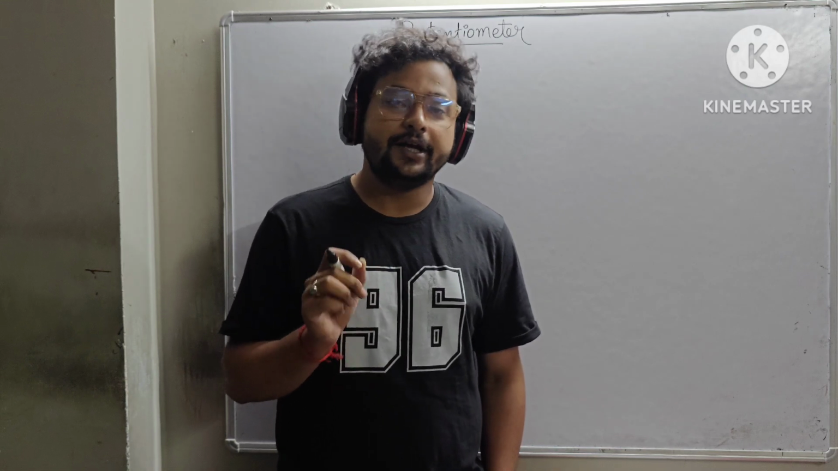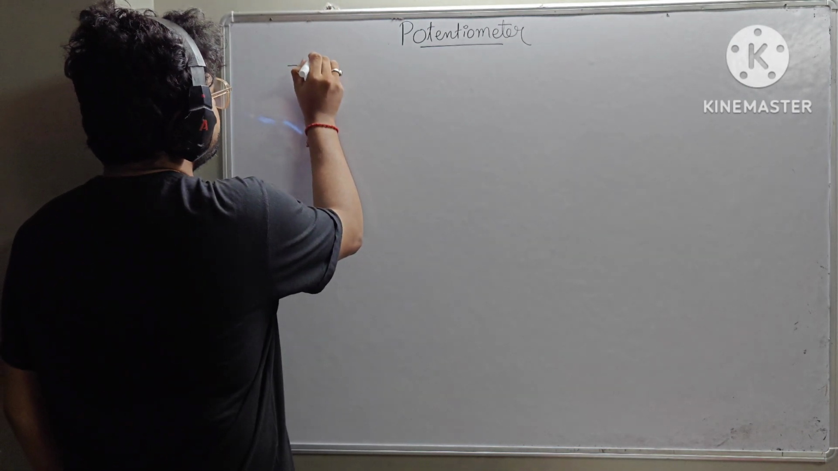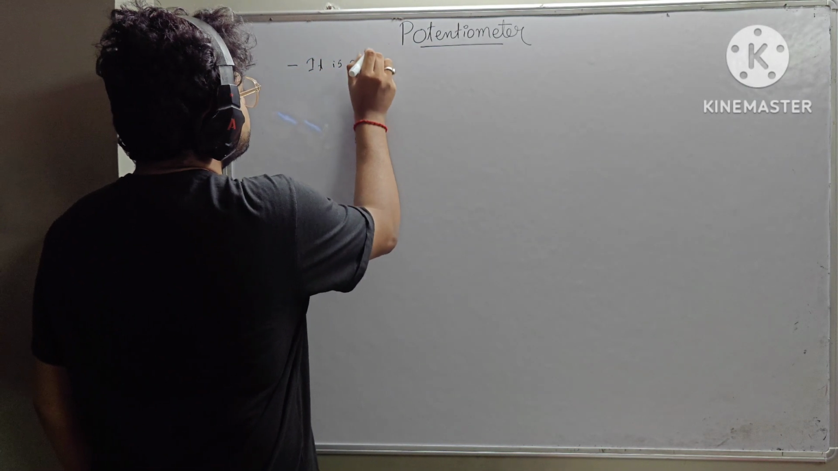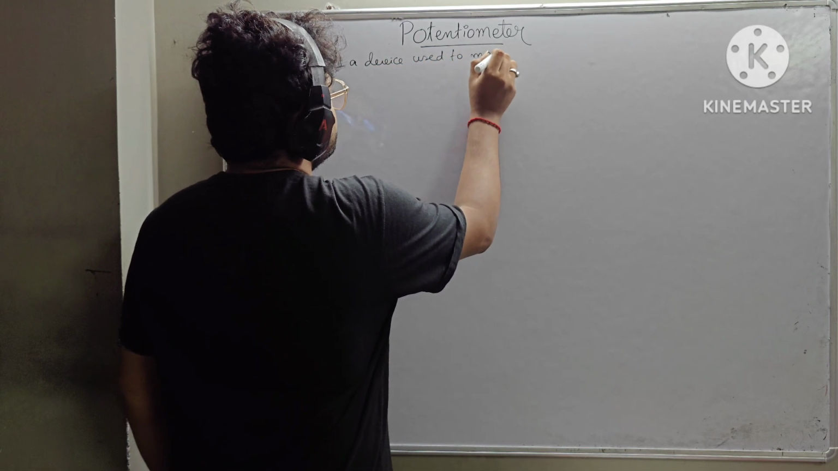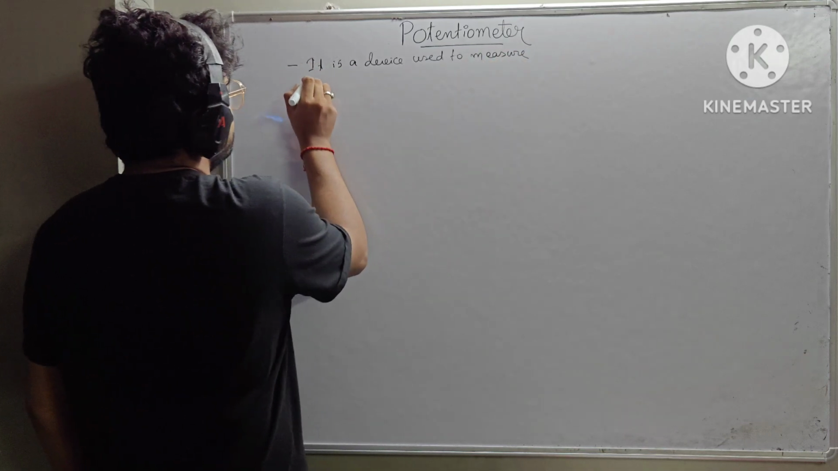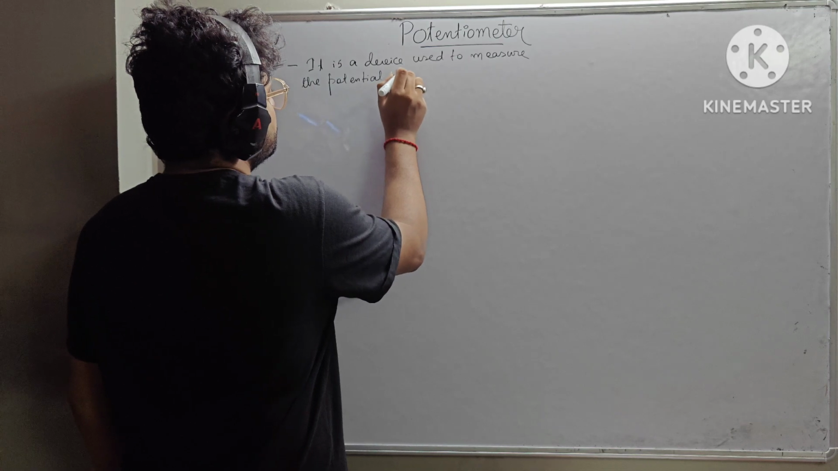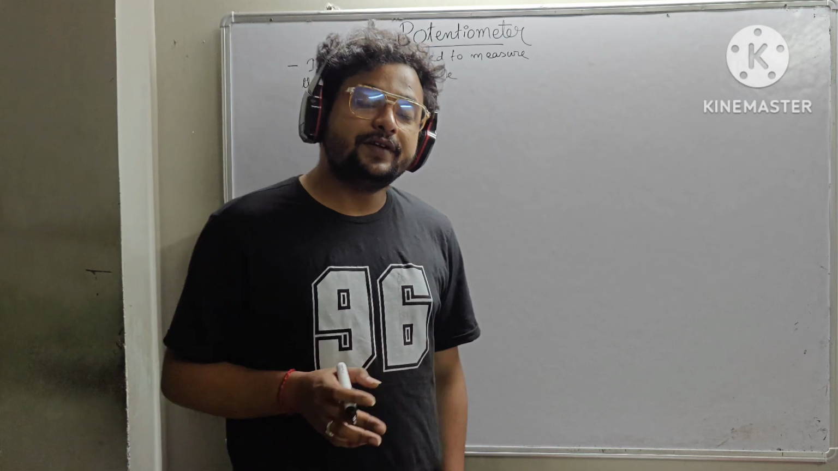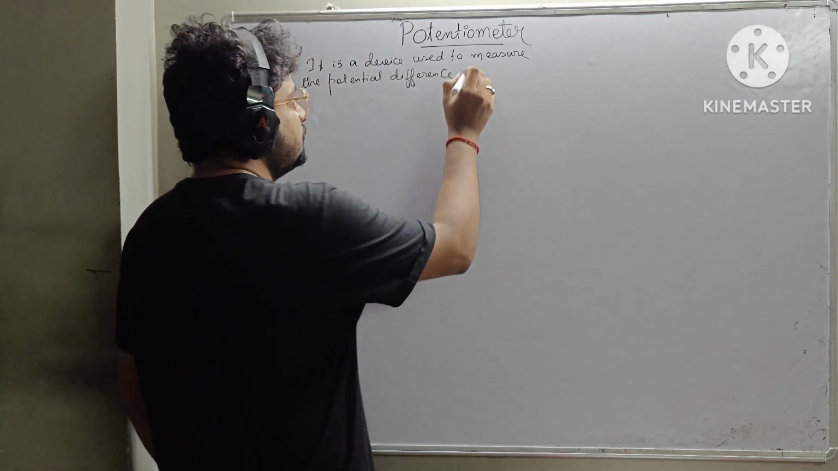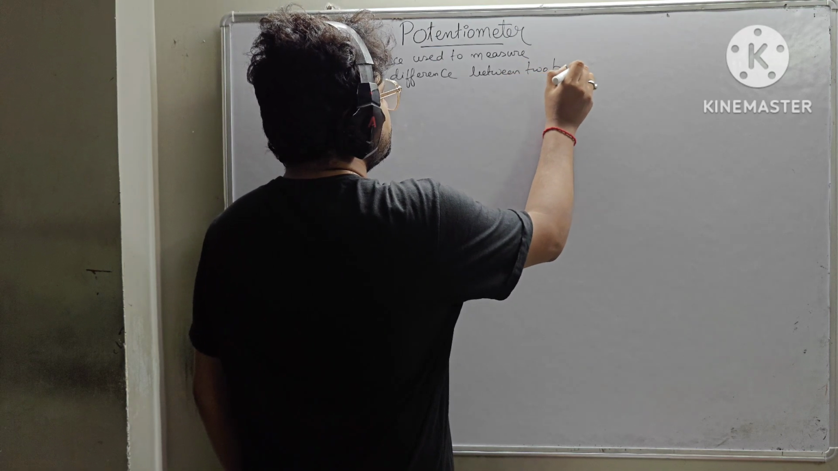So basically, a potentiometer measures the potential difference between any two points. Okay, first this point has to be very clear. So here I am writing, it is a device used to measure the potential difference. Okay, so it is used to measure the potential difference between any two points of an electric circuit. Between two points. Okay.